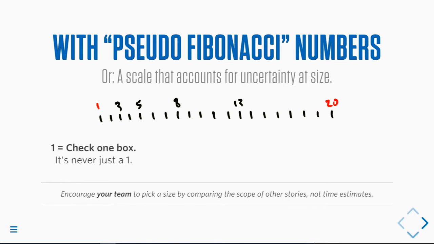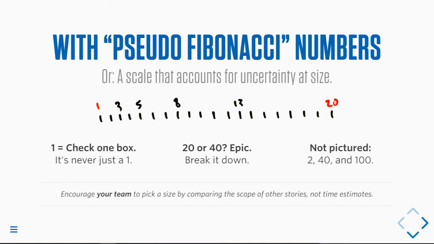1 is very easy. It's check one box, change a field label. Nothing is ever a 1, which is why 2 is valid. 20 or 40, that's an epic. Break it down. Not pictured: 20, 40, 100.